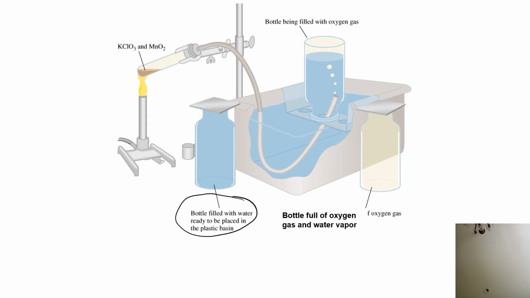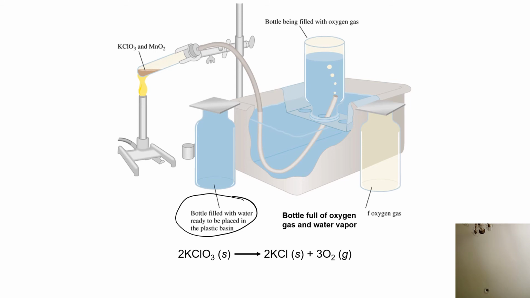However, there is a significant amount of water vapor above the level of the water in the bottle. So we have to adjust for this vapor pressure from the water to get the correct pressure of the oxygen gas. So we're essentially collecting a wet gas. And to get the dry gas pressure, we have to eliminate that vapor pressure.